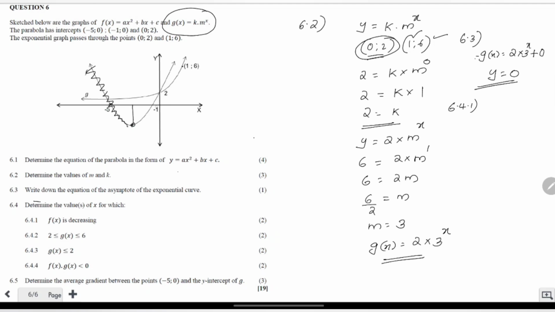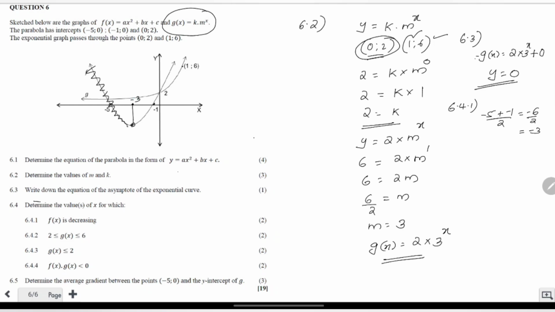Because we have these two x-intercepts, this is the midpoint of -5 and -1. What is that? -5 plus -1 divided by 2, isn't it? That is how we are finding the middle point, isn't it? That is -5 plus -1 divided by 2, that is -6 divided by 2. So that will be -3. So this is -3.